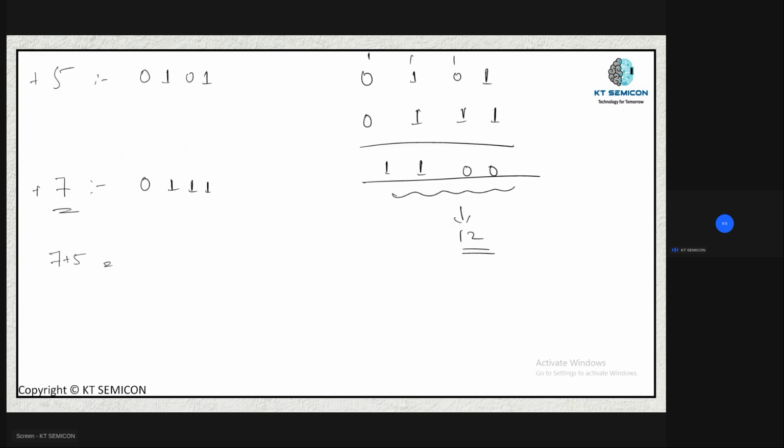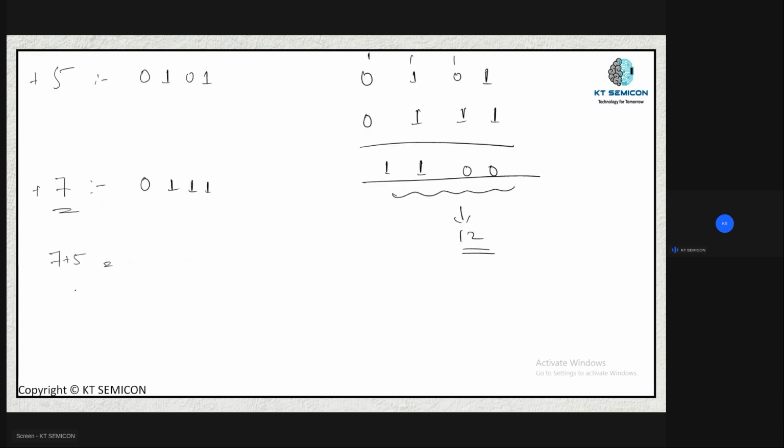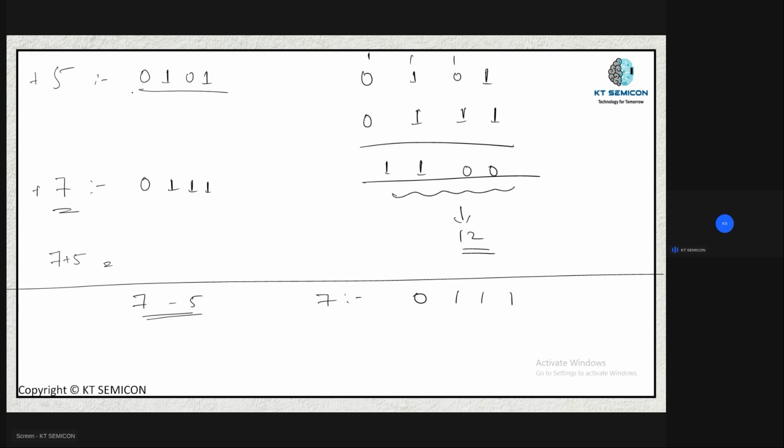Now, let us see one more example and try to understand. Let's say I need to perform 7 minus 5. For representing my 7, I am going to simply write down 0111, and 5 is nothing but 0101.